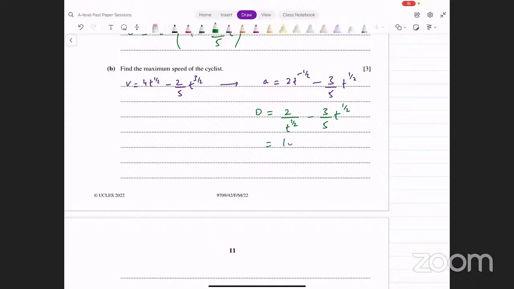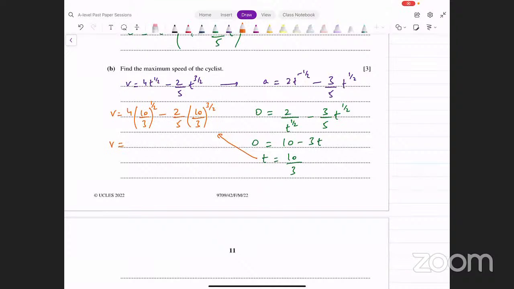5 से multiply कर दिया यहाँ पे, it becomes 10. उधर t raised to power 1/2 से multiply किया, that becomes 3t equals 0. The value of t that we get from this is 10/3, which is 3.3333. Let's just write it like this. Time की value 3.33 आ गई. We put this back into the velocity function, and that's going to give us 4 into 10/3 raised to power 1/2 minus 2/5 into 10/3 raised to power 3/2, and that's going to give us the value for velocity.